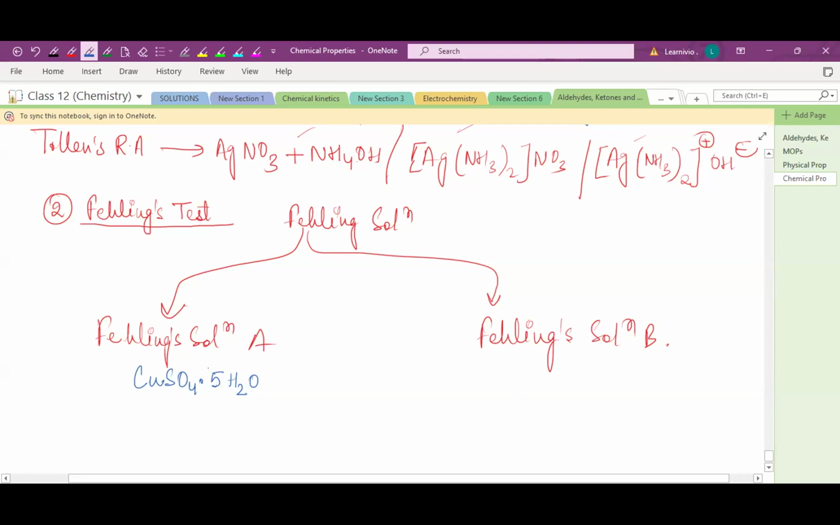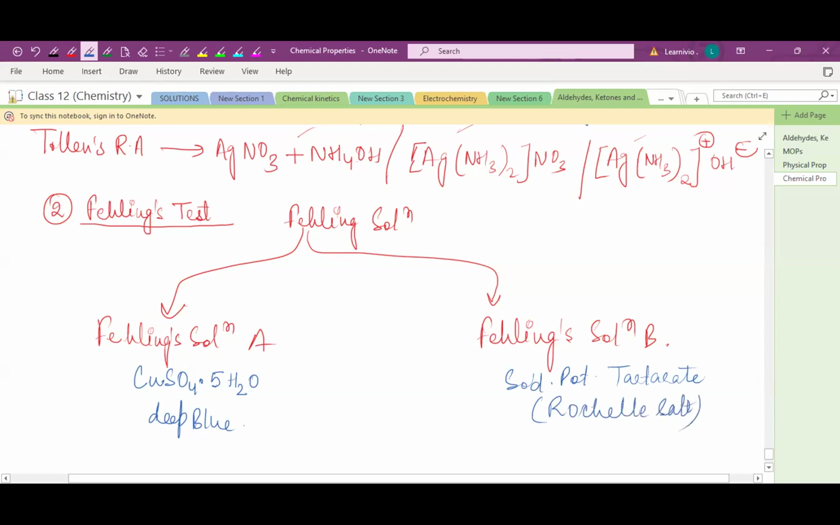So Fehling solution B is a deep blue color, right? And this solution B is sodium potassium tartrate, which is also known as Rochelle salt.